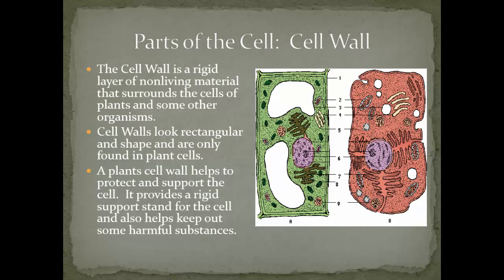If you've ever taken a stick of celery and snapped it in half, you hear that sound, right? That's because you're snapping the cell walls in all of the cells. Now, if you were to take that same stick of celery and boil it, it's going to become really floppy. That's because you boiled away all the cell walls and it's no longer rigid.